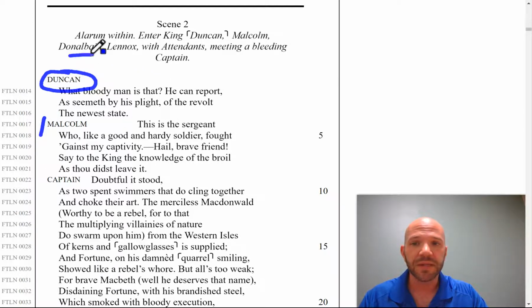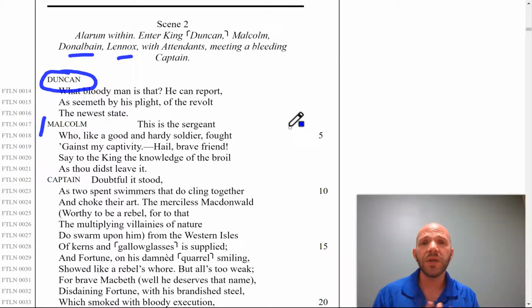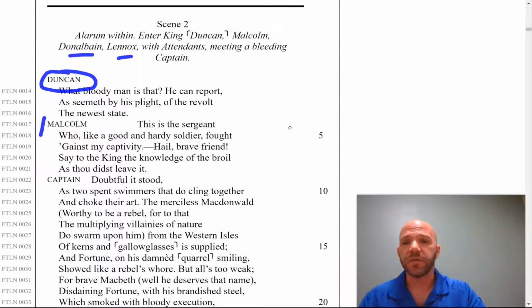Donalbain's also important. He's Duncan's other son. Lennox is just one of the lords. He's not a major character, but he will show up again. But we do need to know a lot about Duncan's character and Malcolm as well.